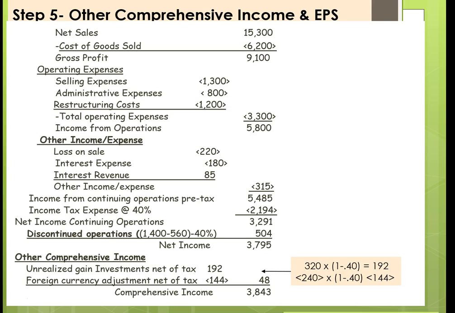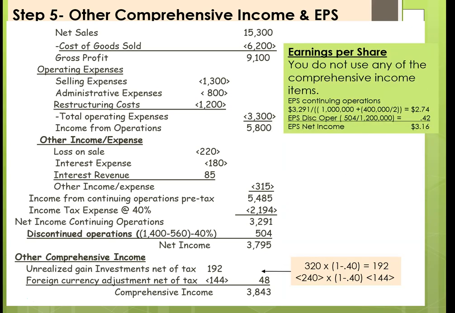Now, earnings per share. You do not use any of the comprehensive income items. So here's how you would do it. You would do earnings per share of $32.91. That would have been our net income, continuing operations. And then to come up with your common stock outstanding, you would have taken 1,000,000 plus 400,000 divided by 2, because you only have the stock for half a year. That would give you 1,200. So earnings per share on continuing operations would be 274.